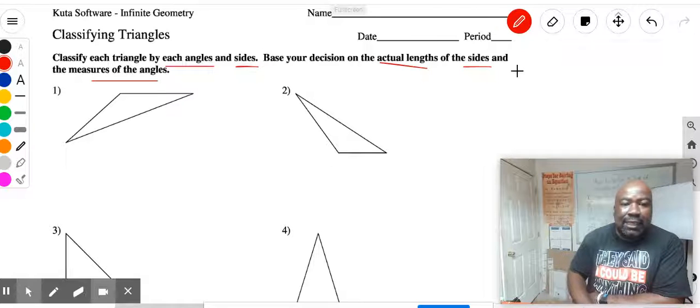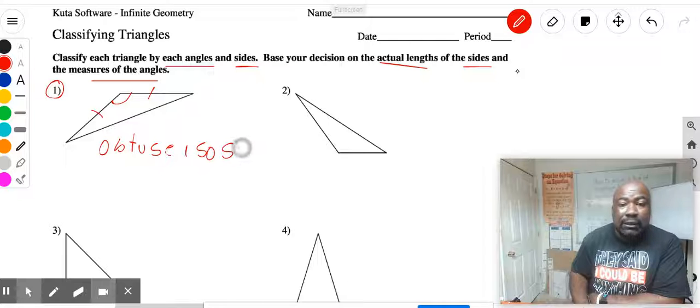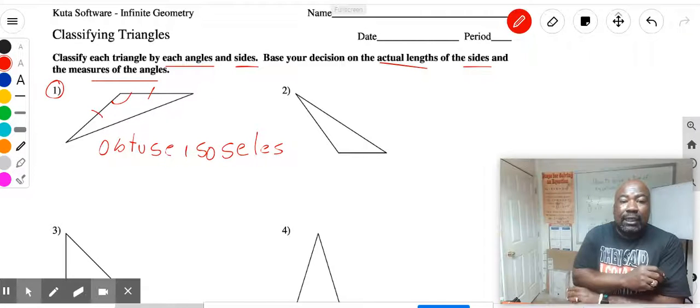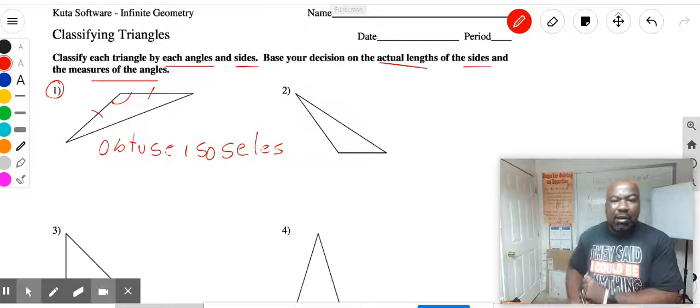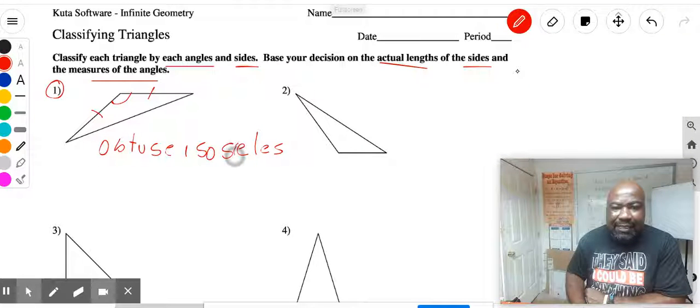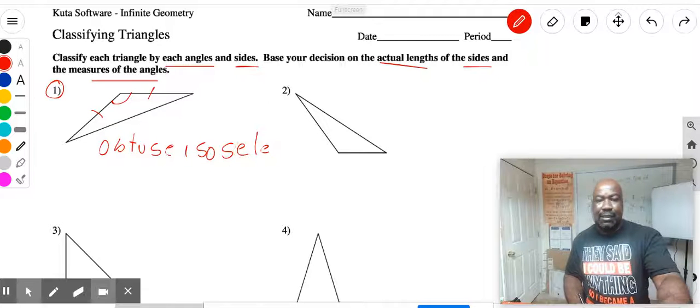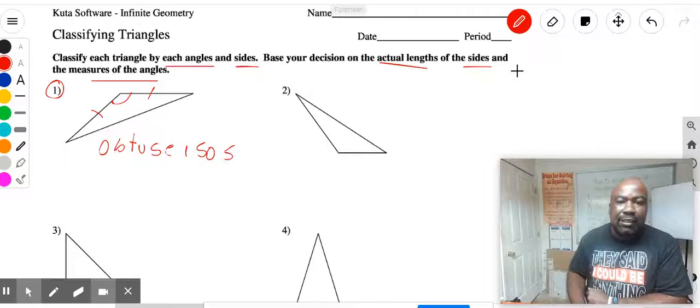Now, when I'm taking a look at this triangle, number one, I see an angle right here, and I automatically say this angle is greater than 90. So I know it's an obtuse, but we have two sides that are congruent. So this right here is an obtuse. Obtuse what? Isosceles. And that's an isosceles. Check my math on that. No, there is a C missing right here. Let me just fix this up. Isosceles.